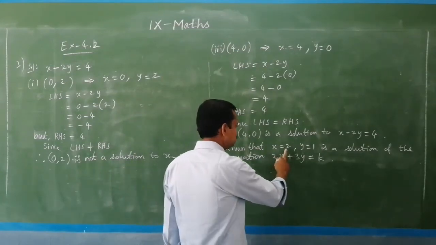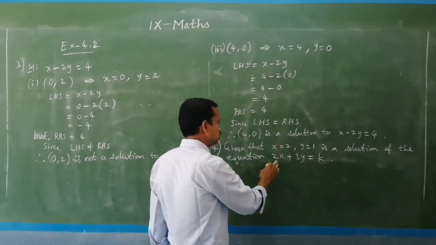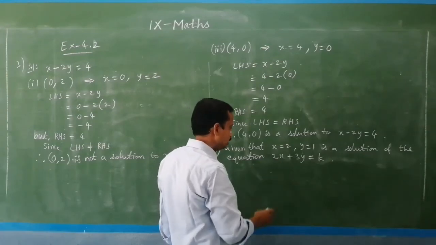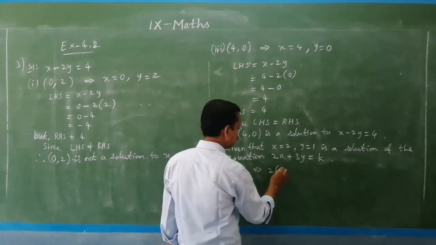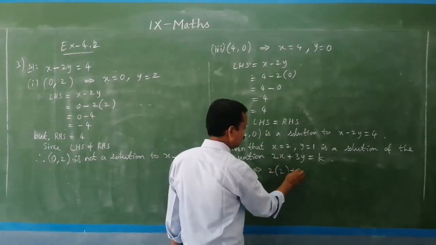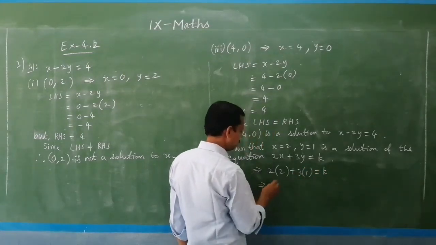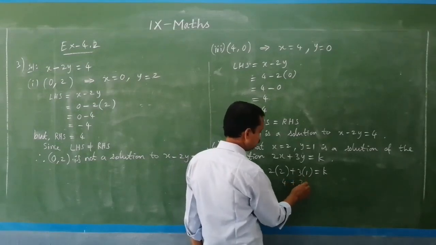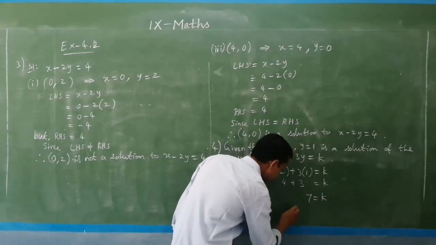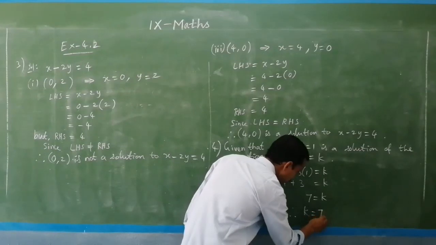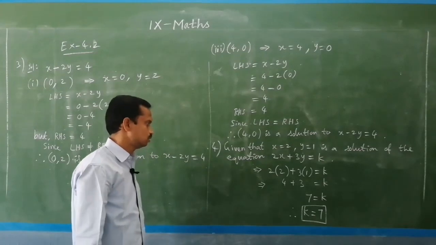That means the point is 2 comma 1. So, they are given x equal to 2, y equal to 1, and you have to substitute the value of x and y in this equation, then you can easily find k. So, this implies 2 into, x is 2 and y is 1. So, next step 2 into 2 is 4, 3 into 1 is 3. So, this is 7 equal to k, and hence, therefore, the value of k equal to 7. Is it clear? So, this is another model question.